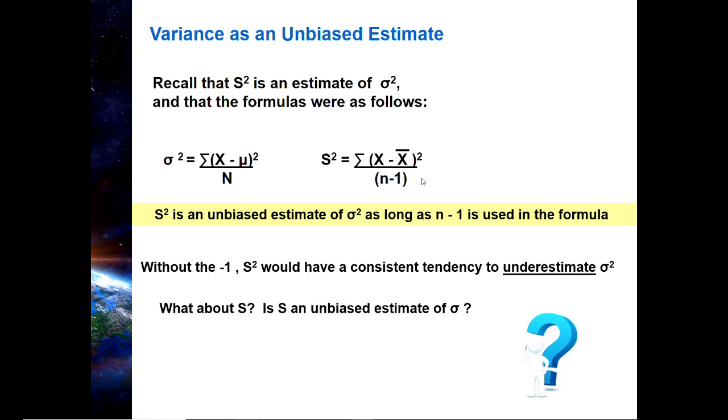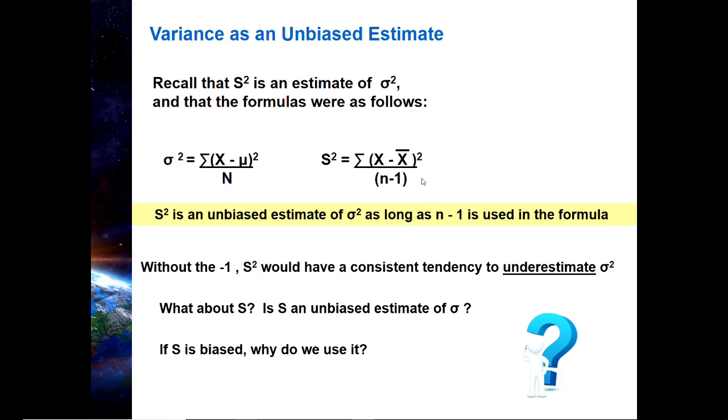Okay, now that we know that x bar is unbiased and s squared is unbiased, what about s? After all, s, which is the standard deviation of the sample, is merely the square root of variance, right? Take your s squared, square root it, and that gives you s. So shouldn't s also be unbiased? Well, you would think so. It's not. S is always biased. Always. Even with the -1, it's still biased.